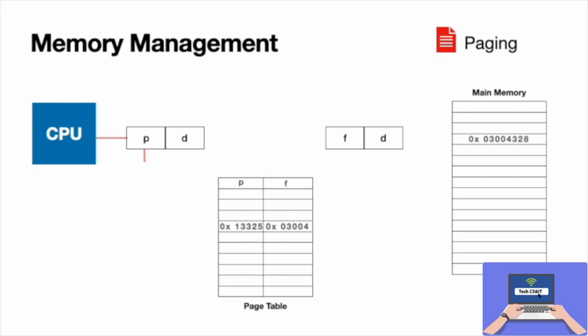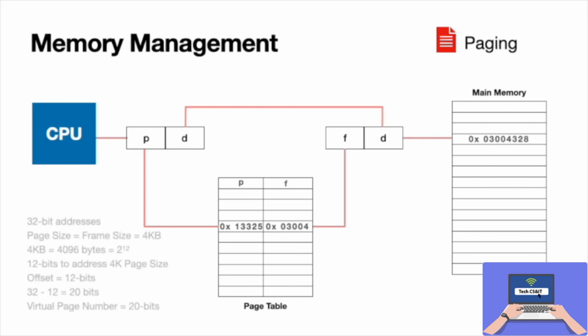Suppose we have a 32-bit address bus, and the page size is 4 kilobytes. To address these 4 kilobytes, we need a 12-bit address, which is our offset. So the rest of the address bus, which is 20 bits, can be used for the virtual page number.